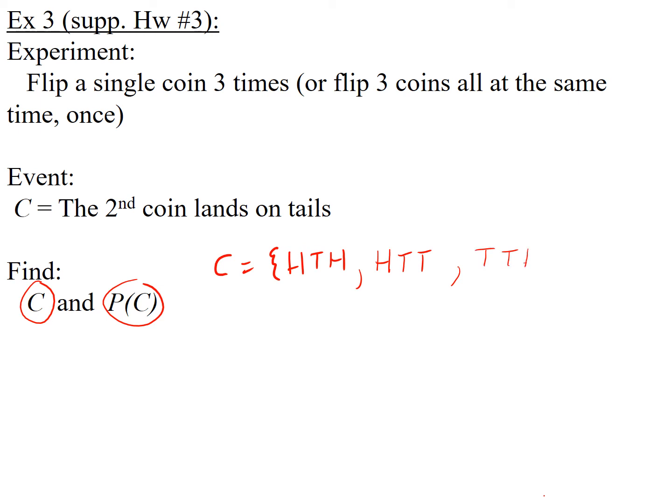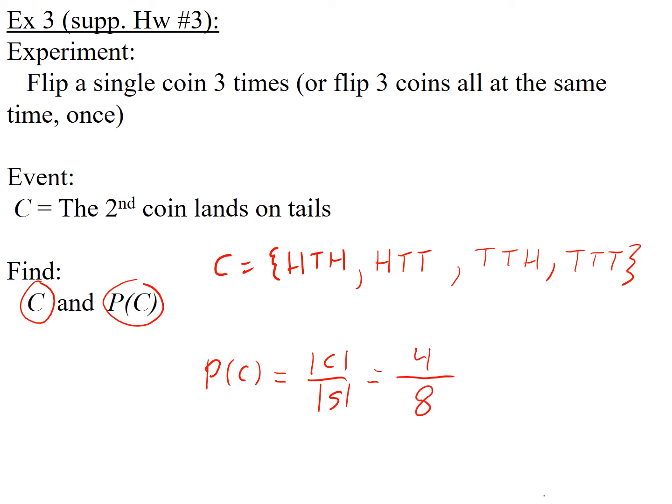Tails, tails, heads. The second coin landed on tails. Tails, tails, tails. The second coin landed on tails. And I think that's it. So that's the event C. And now we're going to find the probability of C. Again, notation: absolute value of C over absolute value of S. How many things are in C? 4 things. How many things are in S? 8.